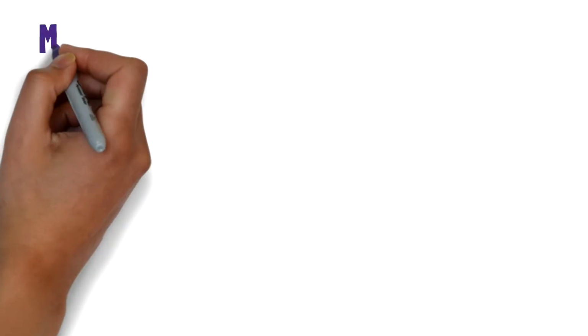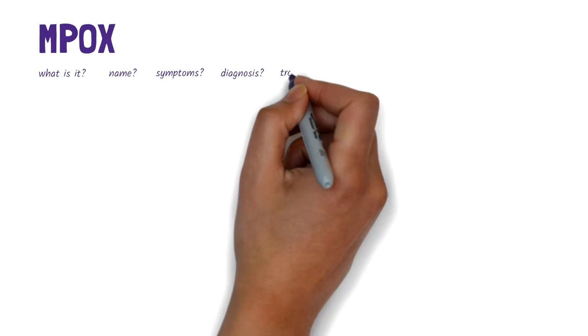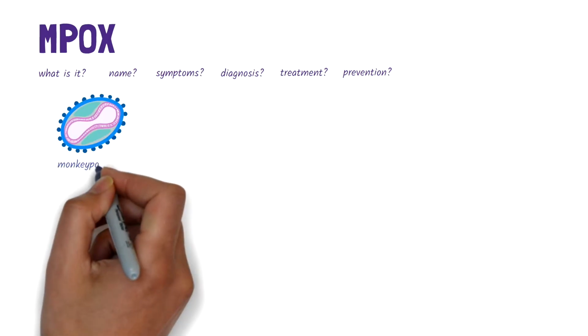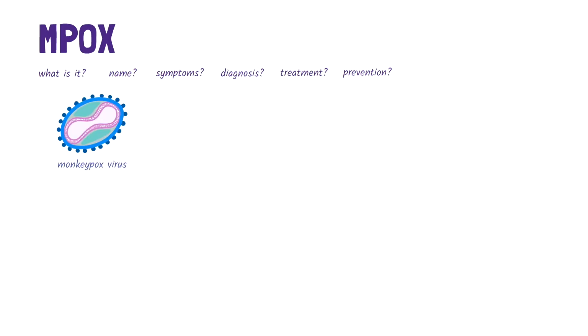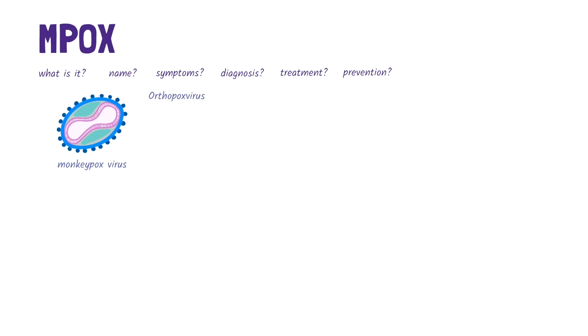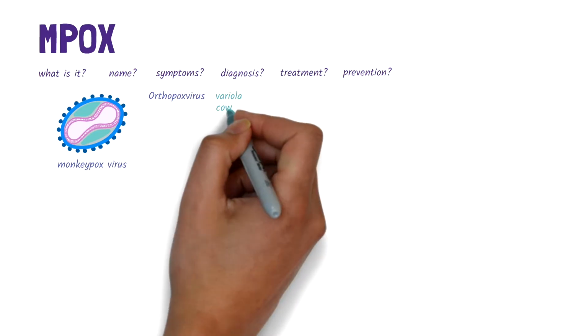Welcome to this video where we'll take a quick look at MPox, what it is, how it was named, the symptoms, diagnosis, treatment, and prevention. MPox is a disease caused by the monkeypox virus. The virus belongs to a group of viruses called orthopox virus. This group also includes the variola virus, which caused smallpox, and the cowpox virus.